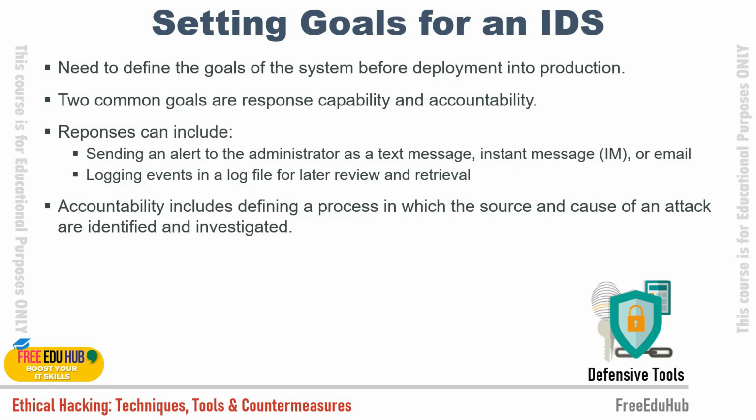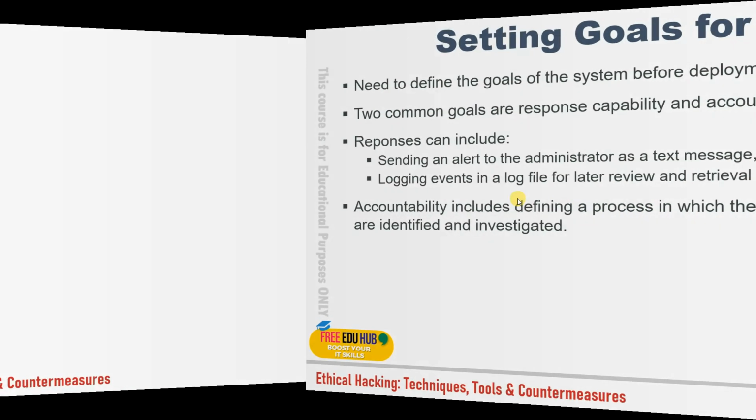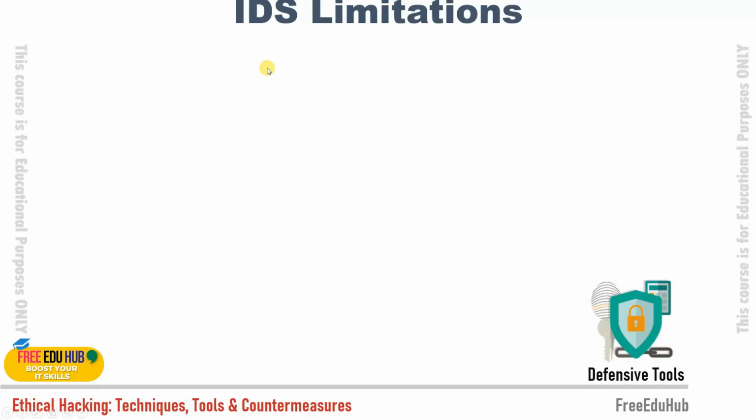breach occurred. Since the IDS detects attacks that have happened in the past, it is essential to investigate and understand any breaches that have occurred to strengthen the security measures to prevent future attacks. So that's what we are talking about here as well: we need to define the goals. Two common goals are response capability and accountability. Response can include sending an alert, and accountability includes defining the process in which the source and the main cause of it are identified so that we can avoid it if any situation like that arises in the future.